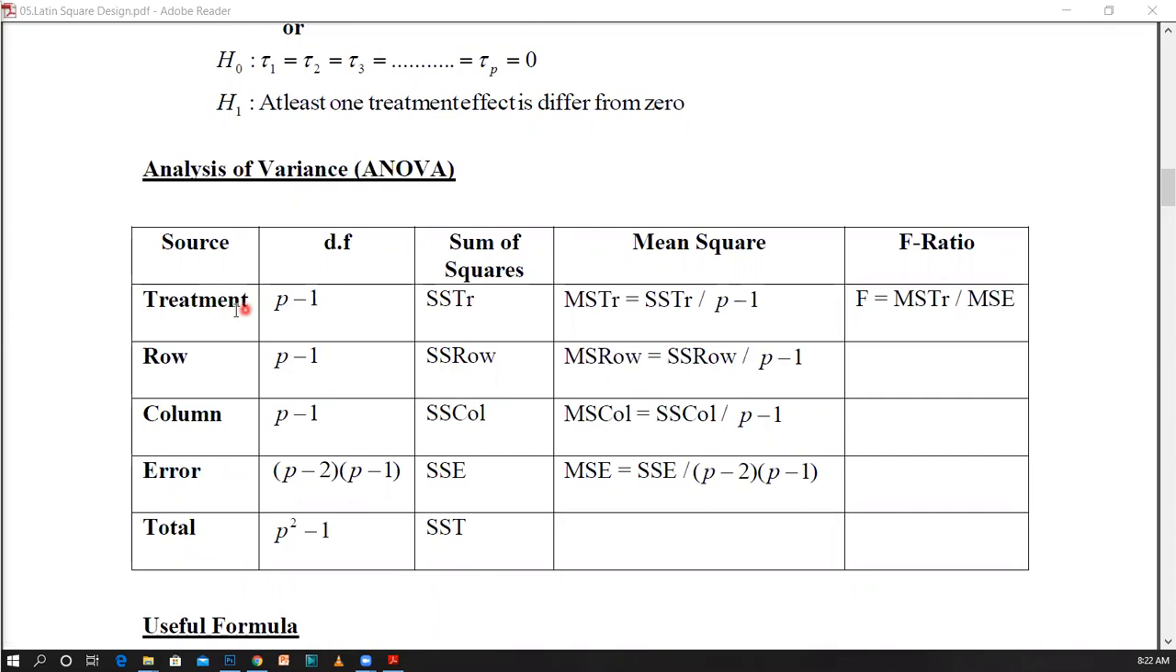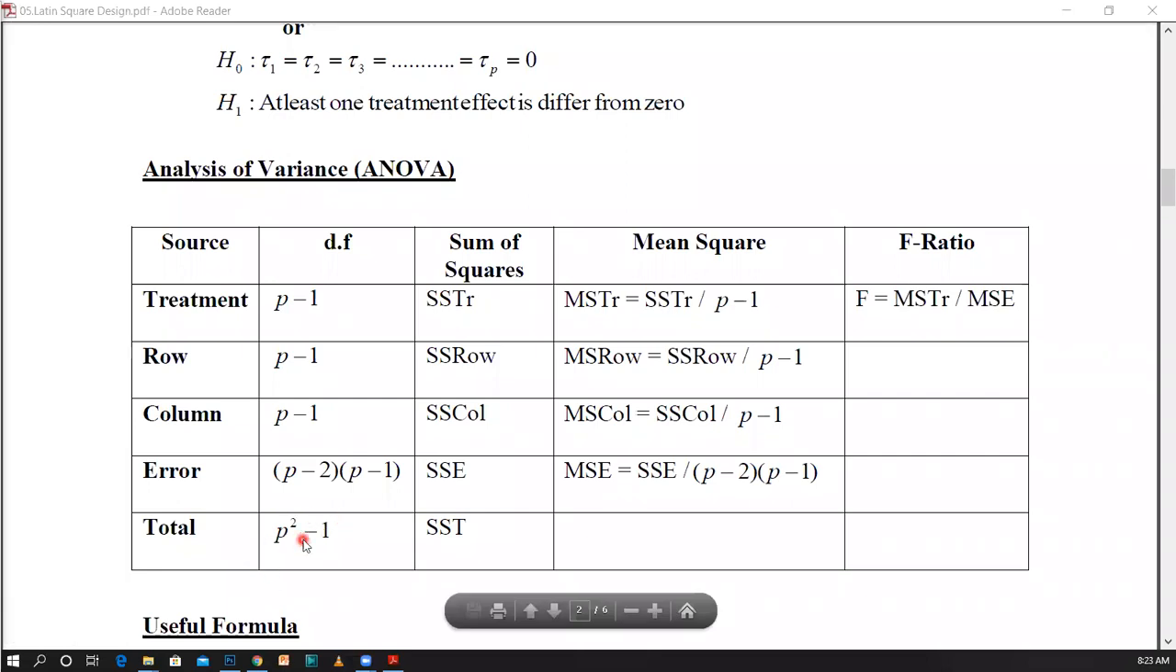Since we had p treatments, p rows, and p columns, the degrees of freedom of each of these three factors would be p minus 1. For the treatment, the degrees of freedom would be p minus 1. For the rows, again p minus 1. For the columns also, we have the degrees of freedom as p minus 1. And for the total, we take it as p squared minus 1.